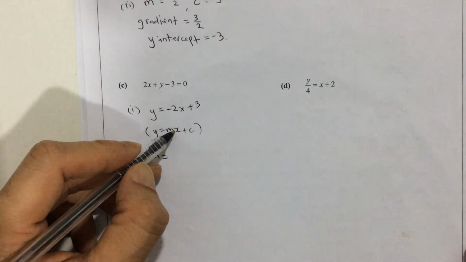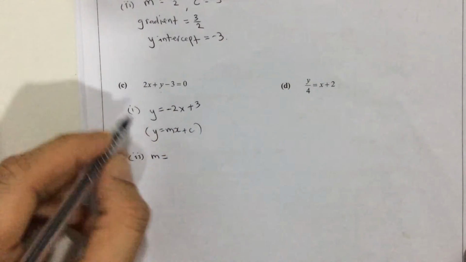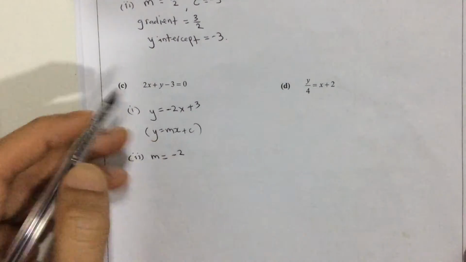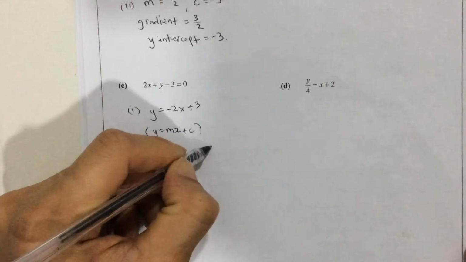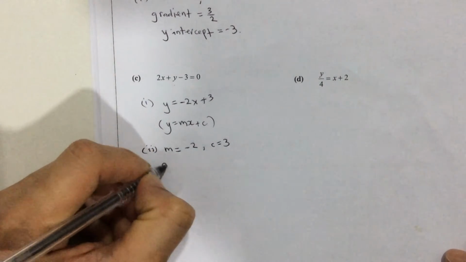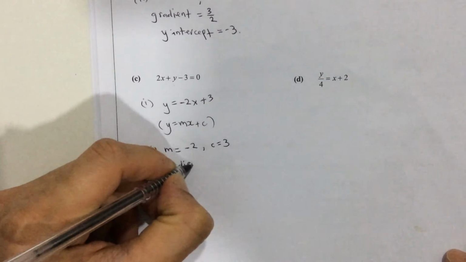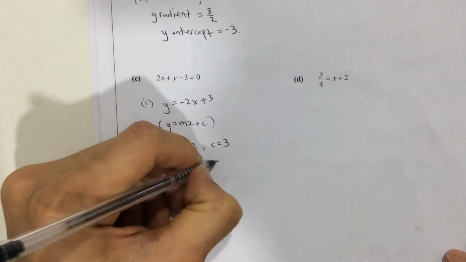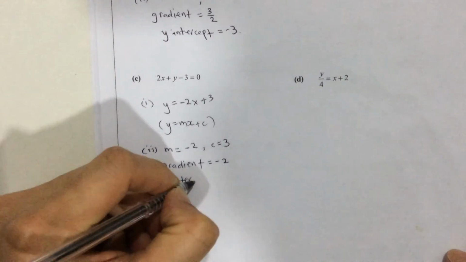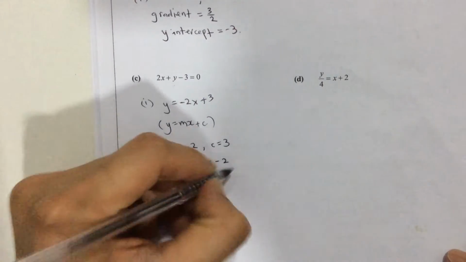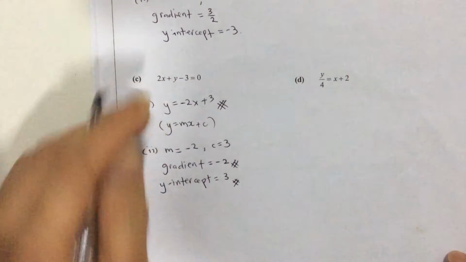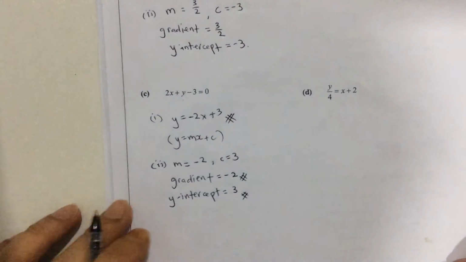Okay, so we will compare these two forms, and you get m equals to negative 2 and the c here will be equals to 3. So to conclude, we have gradient equals to negative 2 and y-intercept, which is c in this case, is equals to 3. So these are the answers.